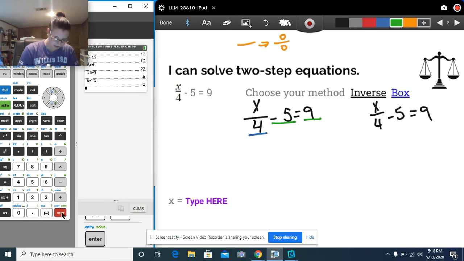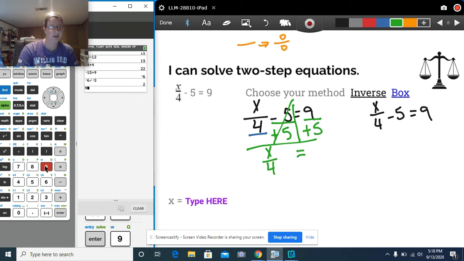So I'm going to start by doing the opposite, performing the inverse operation. The inverse of negative 5 is a positive 5. And I'm left with x divided by 4. And then I have to add 5. And 9 plus 5, I haven't had enough sleep. So that number is 14. So I have x divided by 4 is equal to 14.